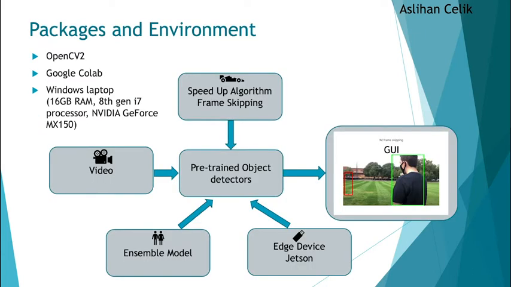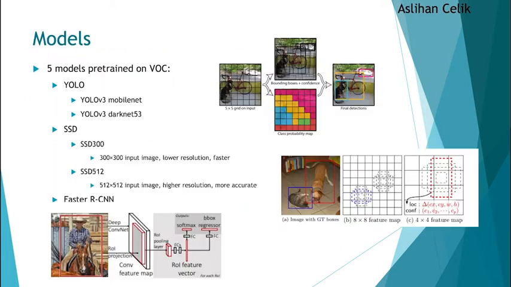For this project, we used OpenCV2 library, and our work is mainly performed on a Windows laptop with GPU, and we also use Google Colab for our experiments. Overall, for our project, we used the pre-trained object detectors for our ensemble model, generate a frame skipping strategy for speeding up the detection, and experiment with the edge device Jetson, and input the video to demonstrate our real-time object detection on our web-based interface.